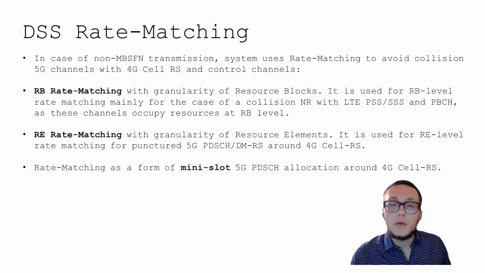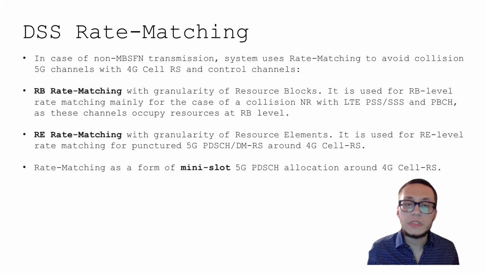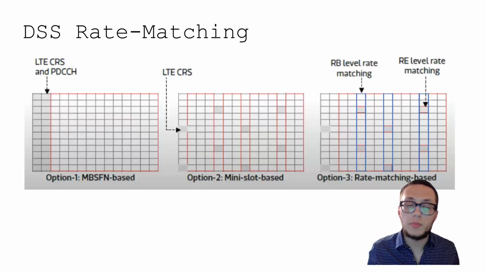Mini-slot transmission can be used as a form of rate matching for allocation of the 5G PDSCH channel around 4G cell reference signals. Now let's look at examples.